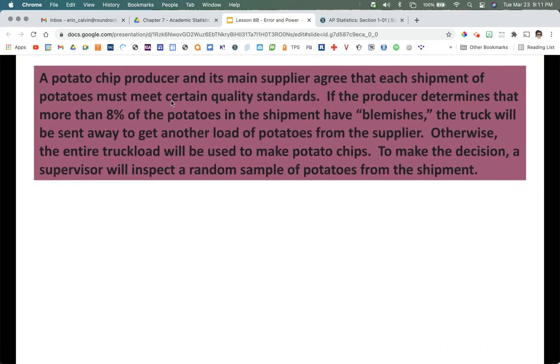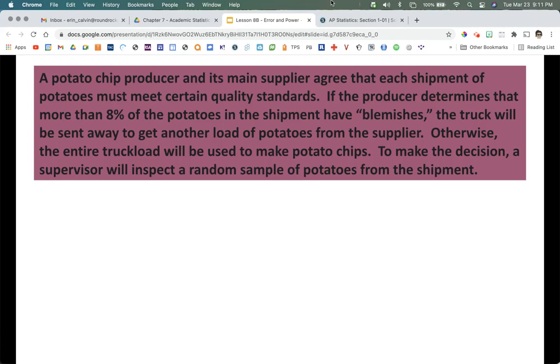All right, so let's look at another example and talk about some explanations of errors. A potato chip producer and its main supplier agree that each shipment of potatoes must meet certain quality standards. If the producer determines that more than 8% of the potatoes in the shipment have blemishes, the truck will be sent away to get another load of potatoes from the supplier. Otherwise, the entire truckload will be used to make potato chips. To make the decision, the supervisor will inspect a random sample of potatoes.